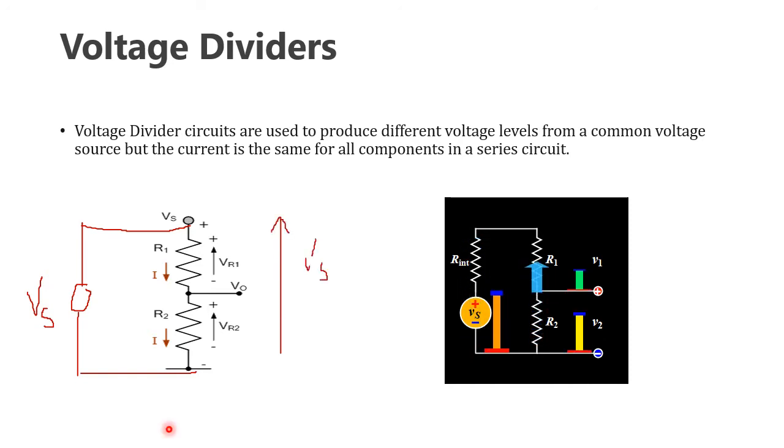But here you can see that the supply current I will pass through these two resistors, because the two resistors are connected in series form. Therefore, the same amount of current will pass through these two resistors. So this is what they have mentioned here.